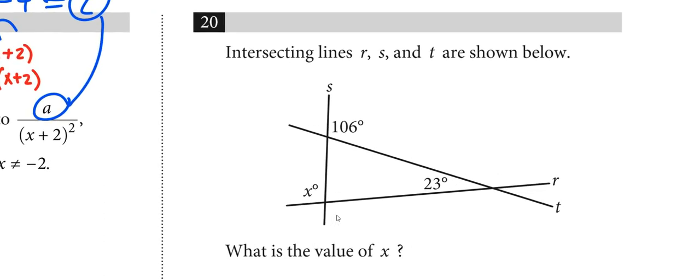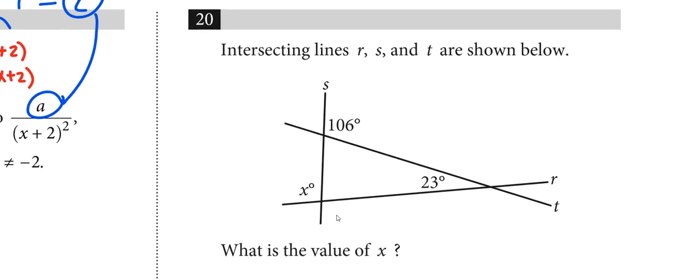Okay, question 20. Intersecting lines R, S, and T are shown below. What is the value of X? How'd you get that? You are correct. I'm guessing he means the supplementary angle right there. Yep.